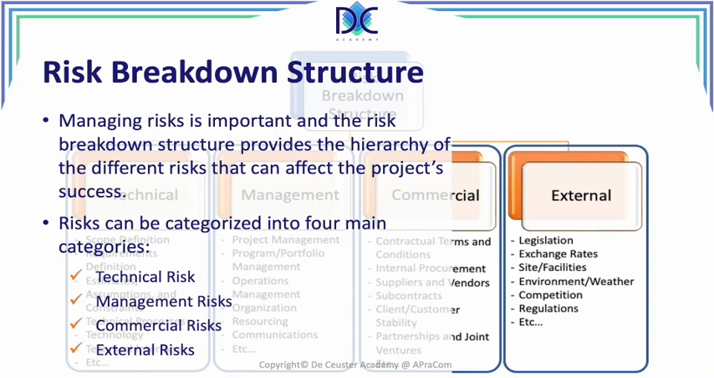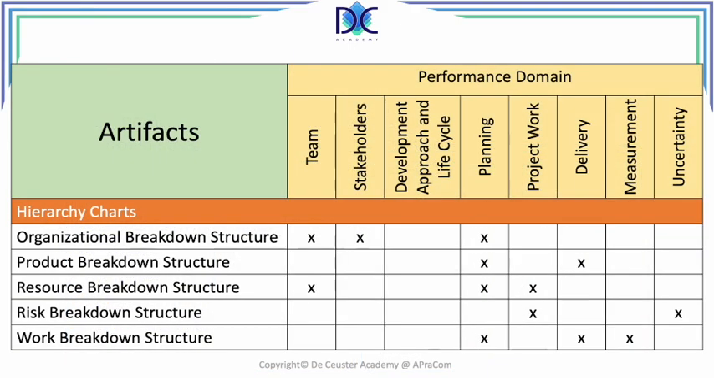Let's have a look how they link to the different performance domains. The organizational breakdown structure links to the team, stakeholder, and planning performance domains. The product breakdown structure to the planning and the delivery performance domains. The resource breakdown structure to the team, planning, and project work performance domains. The risk breakdown structure to the project work performance domain, and the work breakdown structure to the planning, delivery, and the management performance domain. And for the risk breakdown structure, I forgot also the uncertainty performance domain.